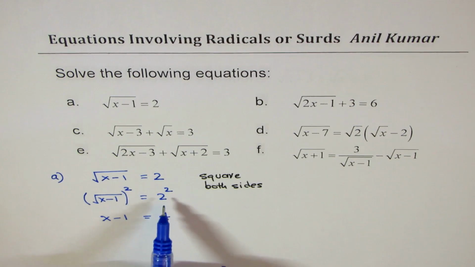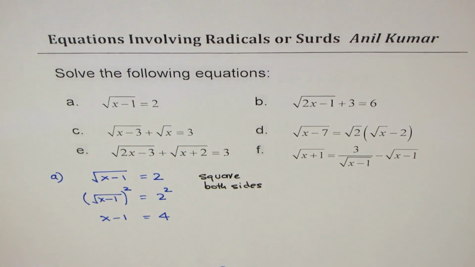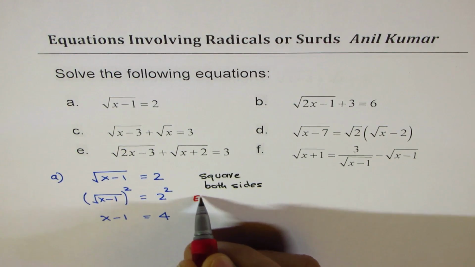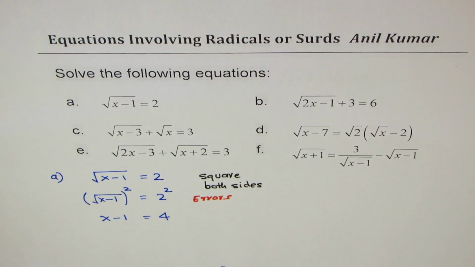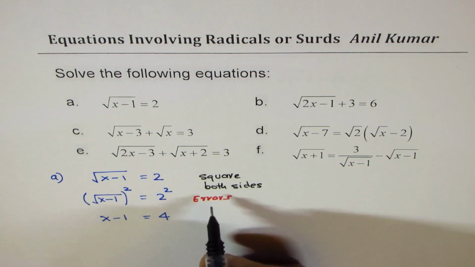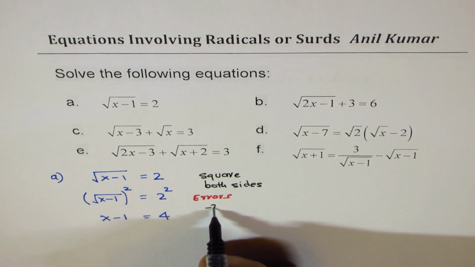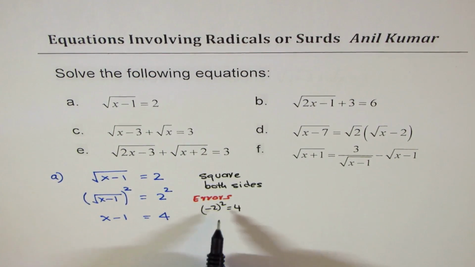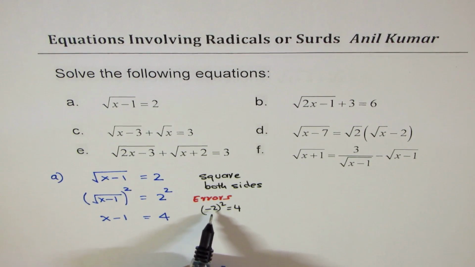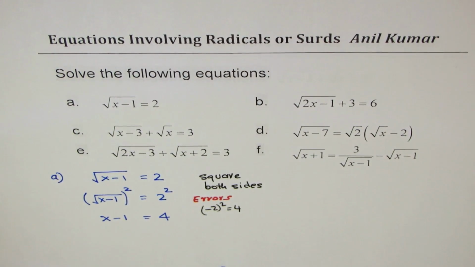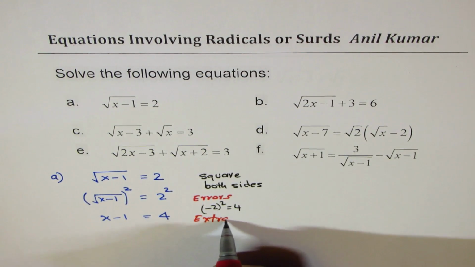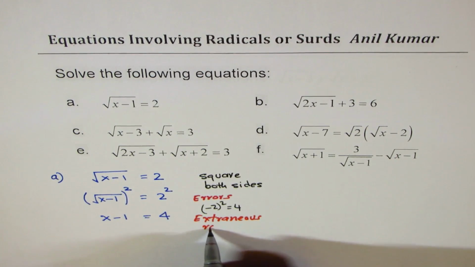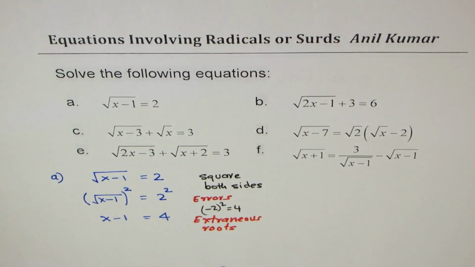Remember one thing: once you square, you actually incorporate errors. Why so? In this particular case it is not very clear, but think like this. If I had minus 2 here, then minus 2 squared is also 4. Do you see that on the right side? That means something wrong could happen. So that gives you a hint, and therefore you need to check for extraneous roots or solutions. Okay, let's continue.